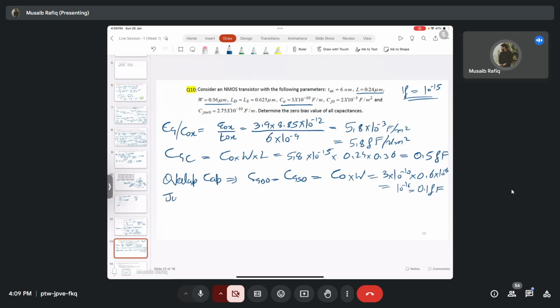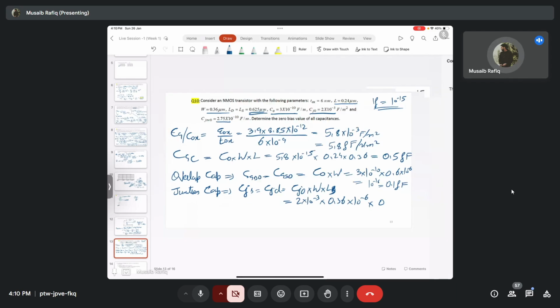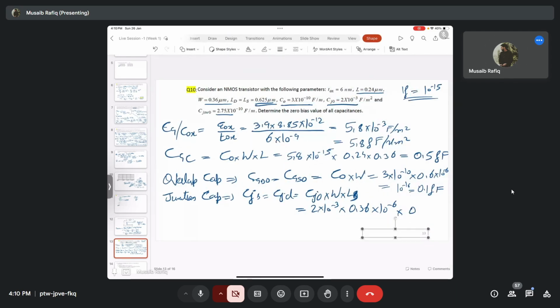Now we have the junction capacitance, that is equal to CJS equal to CJD equal to CJ0 multiplied by W multiplied by LS, where LS equals LD. CJ0 is equal to 2 into 10 raised to power minus 3, multiplied by W, which is 0.36 into 10 raised to power minus 6, multiplied by LS equal to LD, that is 0.625 into 10 raised to power minus 6. Now let's calculate, and it comes out to be 0.45 femtofarad.